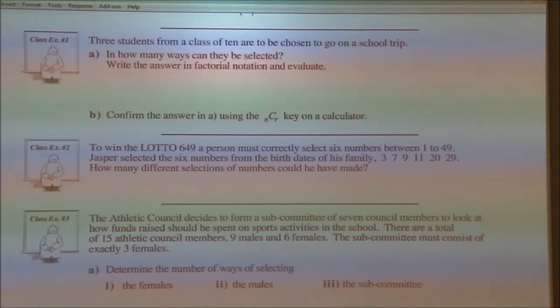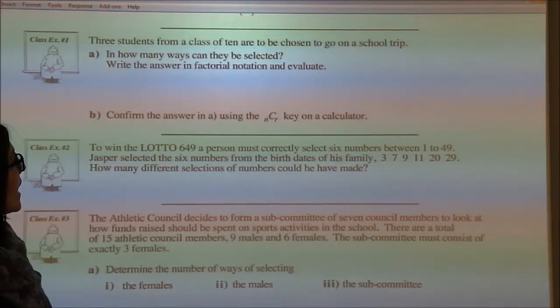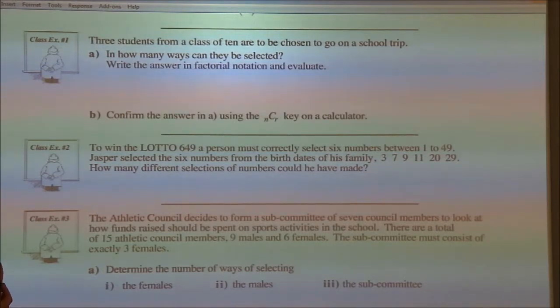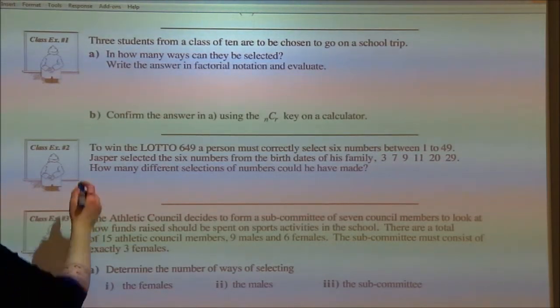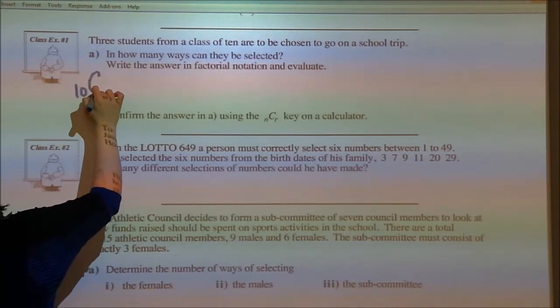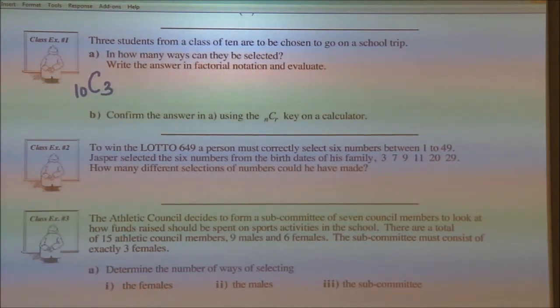Okay. 3 students from a class of 10 are chosen to go on a school trip. So if I pick 3 students from your class to go on a school trip, does it matter who I pick first? No, because all 3 people are getting to go on a trip. So that's what makes it a combination. So how many ways could I select them? So that is, I have 10 choose 3.